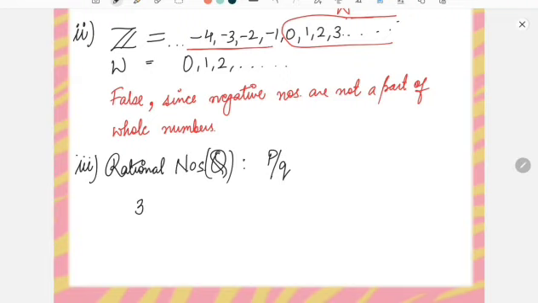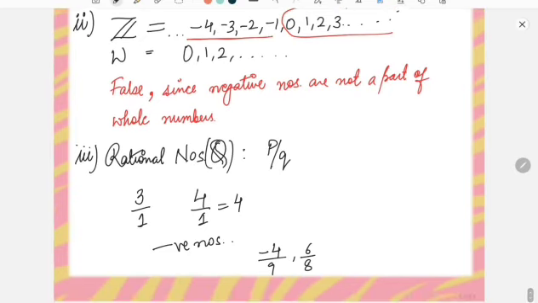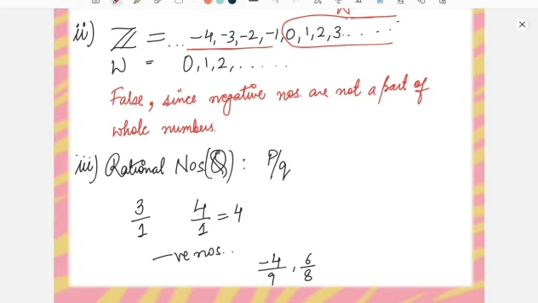If I have 3, can I write it as a rational number? Yes, 3 by 1. If I have 4 by 1, क्या हम इसे as a whole number लिख सकते हैं? It can be written as 4, right? But if I talk about negative numbers, अगर हम negative numbers की बात करें तो they are not a part of whole numbers. ये तो whole numbers में आते ही नहीं है, right? And if I talk about the fractions, minus 4 by 9, 6 by 8, क्या ये सब whole numbers में आते हैं? No. What does it mean?